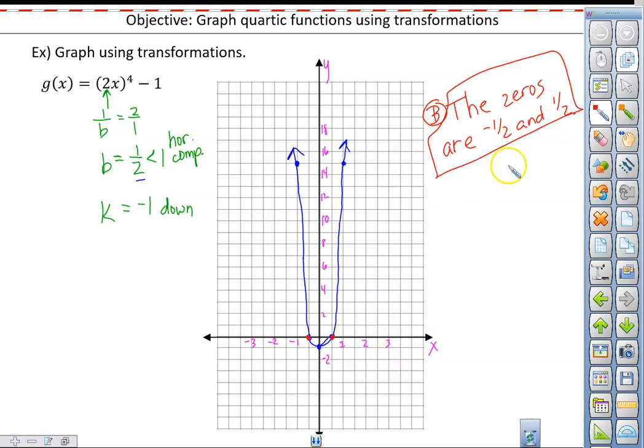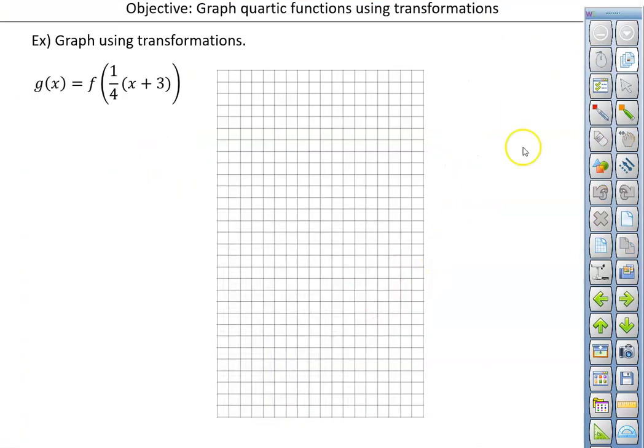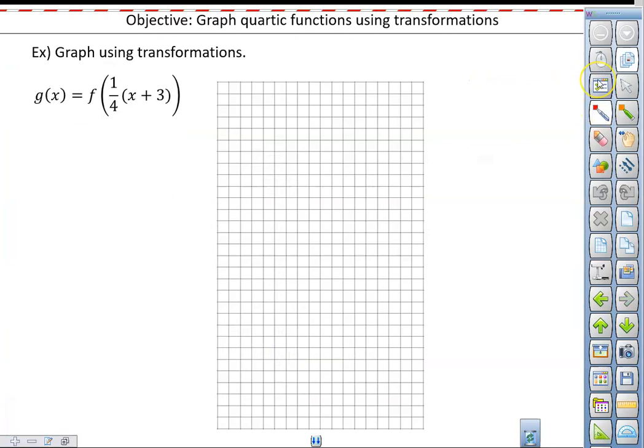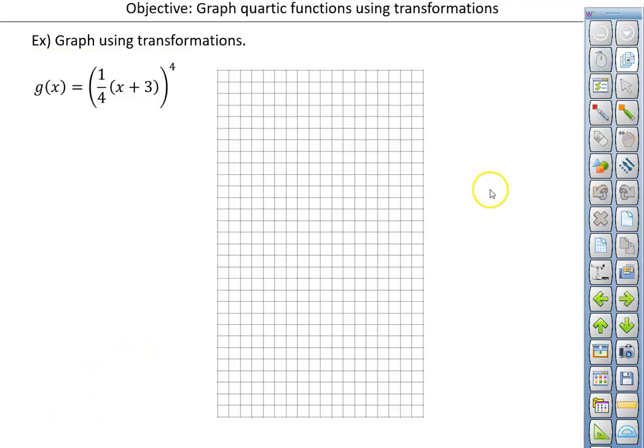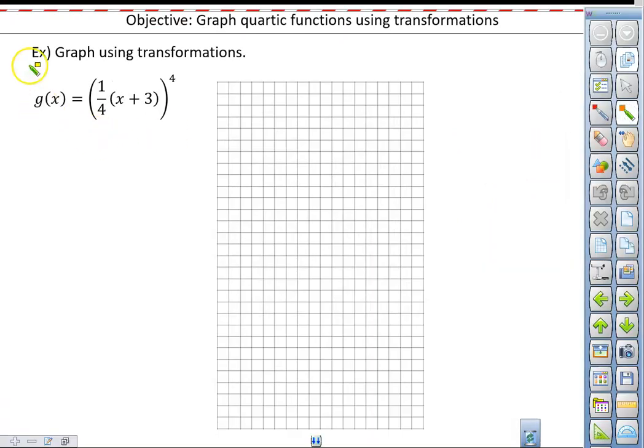All right, we've got another example. Let's take a look at this one. All right, so in this one, we are again looking at graphing using transformations here. All right, so here we are looking at graphing this function, and there was an error in the previous one, so if necessary, write this correctly.